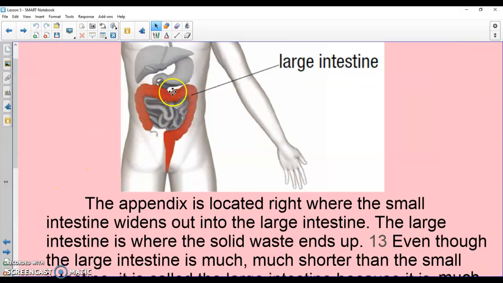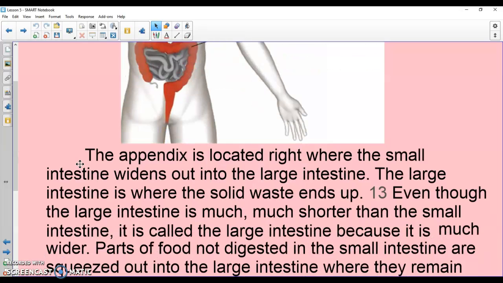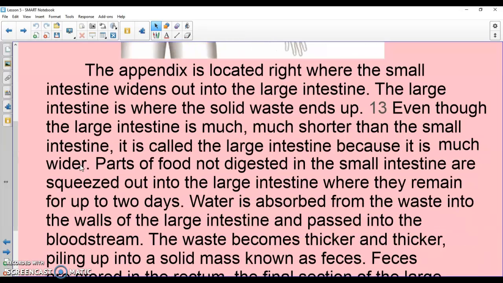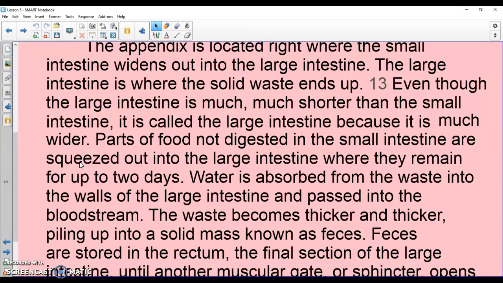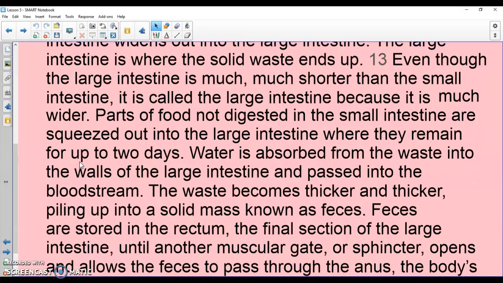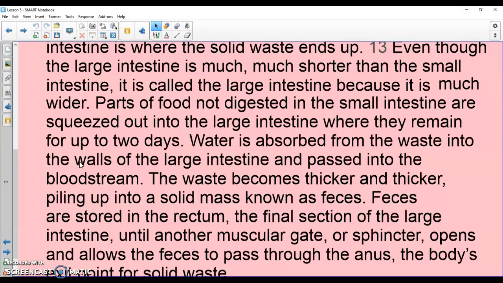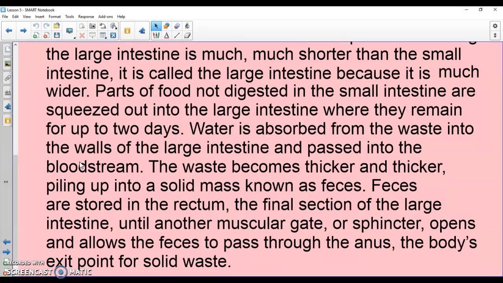So now we're going to talk about the large intestine. Here's your appendix here. The appendix is located right where the small intestine widens out into the large intestine. The large intestine is where the solid waste ends up. Even though the large intestine is much, much shorter than the small intestine, it is called the large intestine because it is much wider. Parts of food not digested in the small intestine are squeezed out into the large intestine, where they remain for up to 2 days.